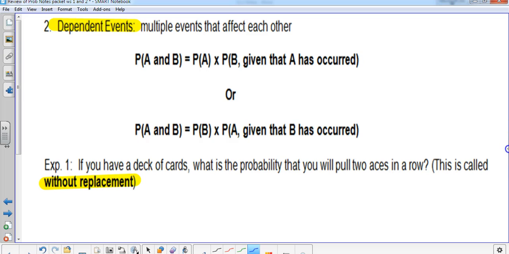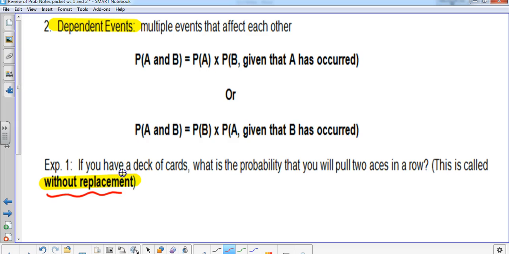Right, dependent events are different. Dependent events are things like without replacement, okay? When one depends on the other.